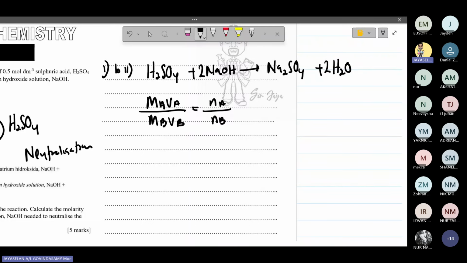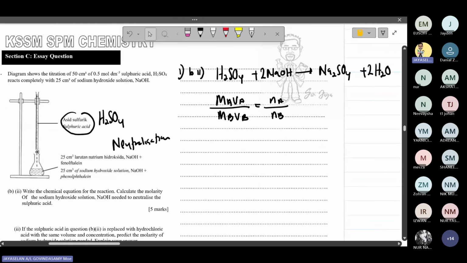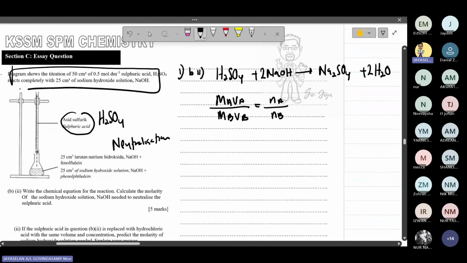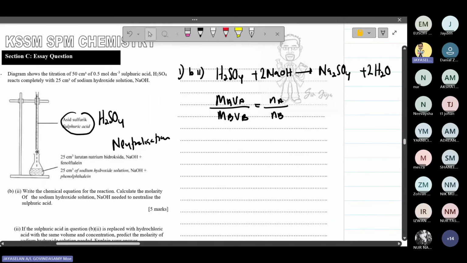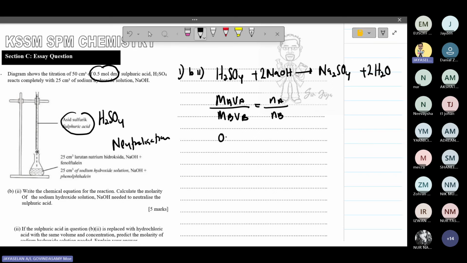Okay, then you check from the question. So tengok, baca dari atas tau, dari atas sampai ke bawah. Okay, they ask what? 50 cm³ of 0.5 mol dm⁻³ of sulfuric acid. Sulfuric acid molarity 0.5, volume 50. Letak 50. Okay, the volume of potassium hydroxide is given, 25. Molarity is not given. So they ask, calculate the molarity of potassium hydroxide.